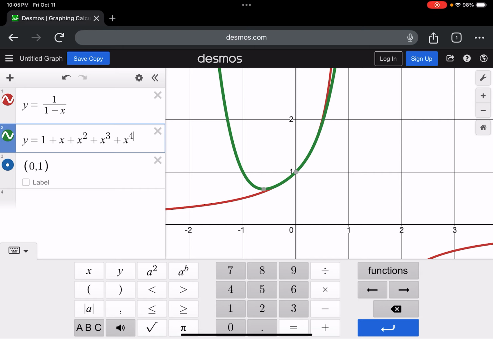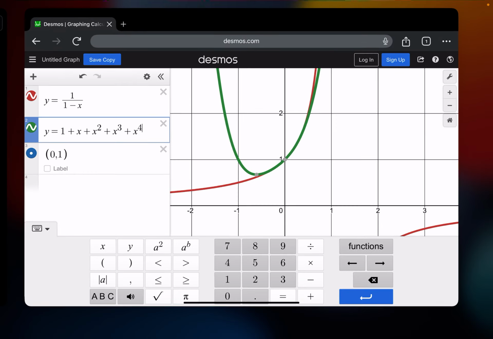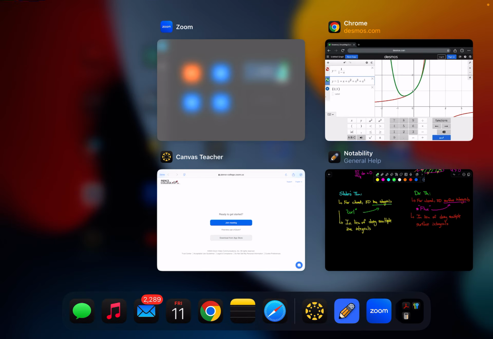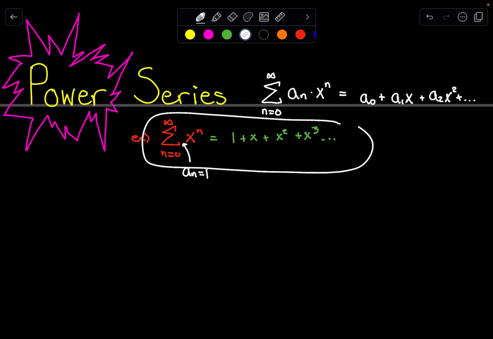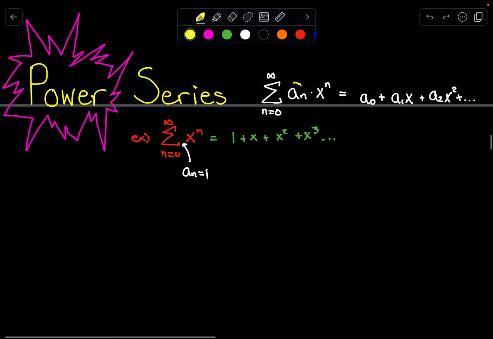So in theory, maybe if I add infinitely many terms, then this polynomial would approximate the value of this red function 1 over 1 minus x, and it would do a really good job of it. That is our motivation for studying power series. A power series is basically just an infinitely long polynomial whose coefficients might change.